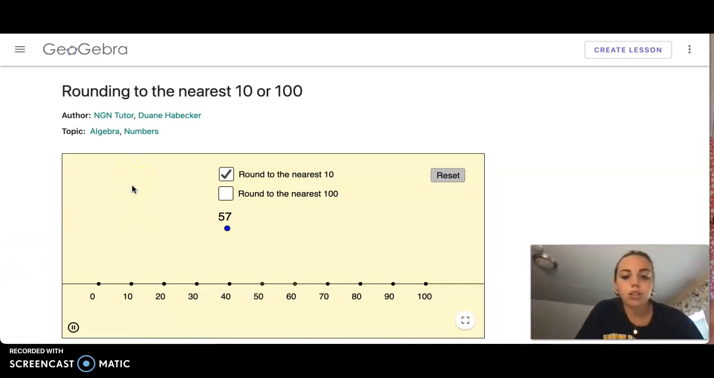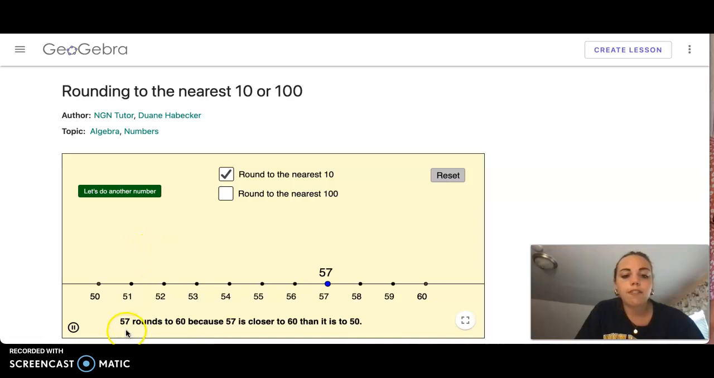Let's see what happens. As you can see, 57 is closer to the number 60 than it is to the number 50. So if we zoom in really quick, we see that 57 rounds to 60 because 57 is closer to 60 than it is to 50. Like I said, guys, I learned this concept when I was a younger kid. 5 or above, give it a shove. 4 or below, let it go.